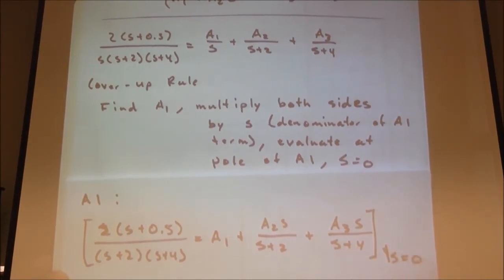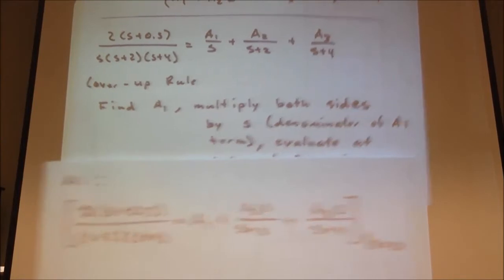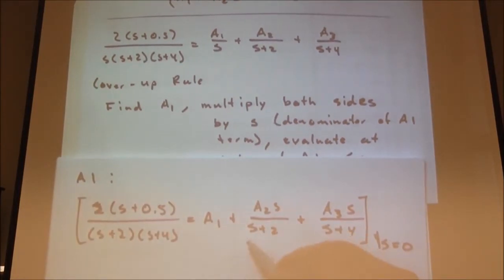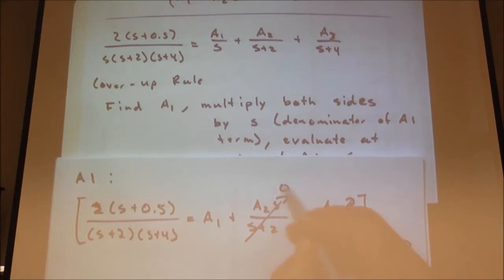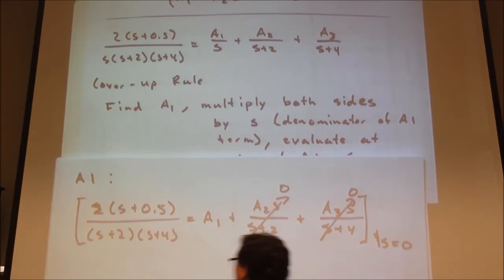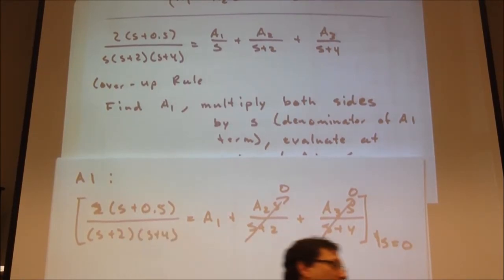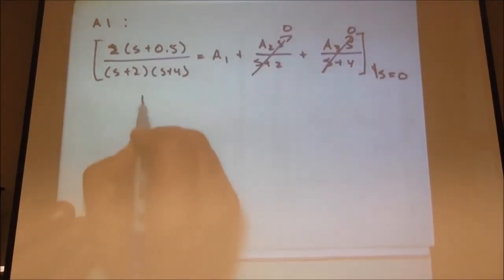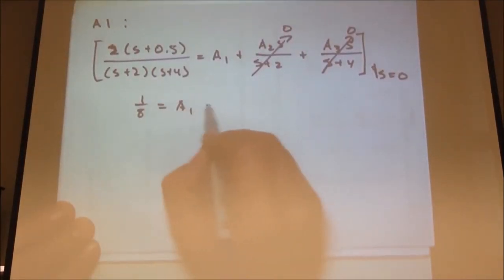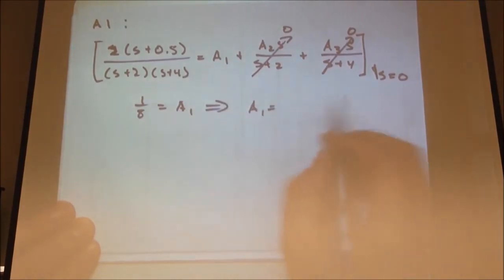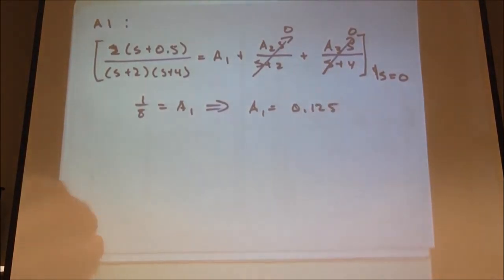at S equals 0. Well, what's the nice thing about the cover-up rule? The other terms go to 0. We have that 0 in the numerator, and so we plug in that 0. 0 over something is 0. We learned that back in the day. And then what are we left with? Well, we're left with 1 over 8 equals A1, or again, to make the TA happy, A1 equals 0.125. And that's how we find the coefficients using the cover-up rule.